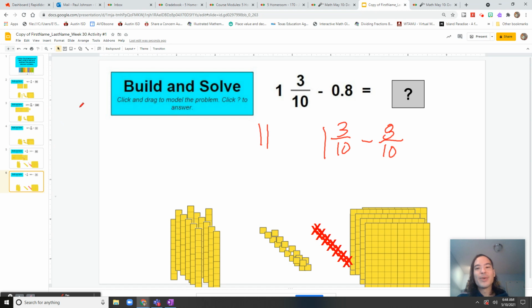All right, so give it a shot. Your 2 ways that you could do it. Once again, let's see if it'll save it all this time. Okay, there we go. Yeah, so there's your 2 ways of doing it, and then you would make 1 and 3/10, and then you would take away 8/10. Remember, you might have to regroup one of these wholes into 10/10 to take it away.